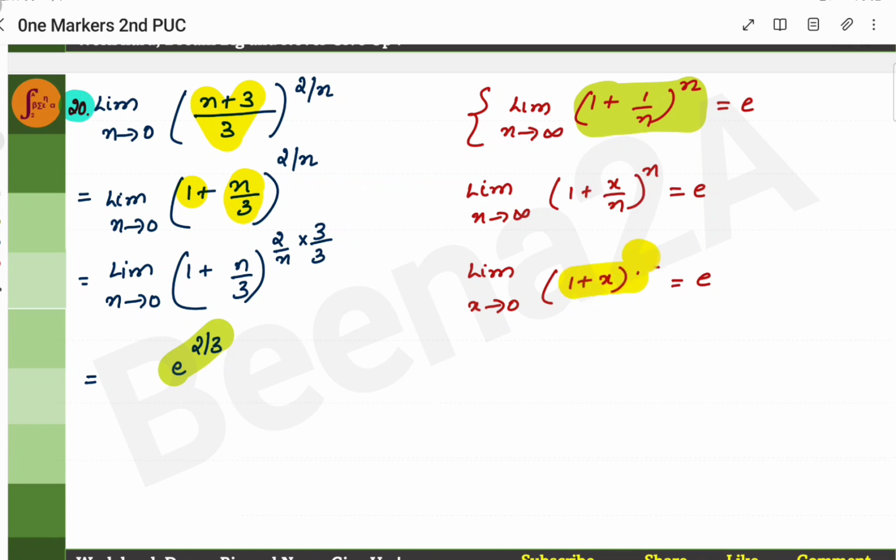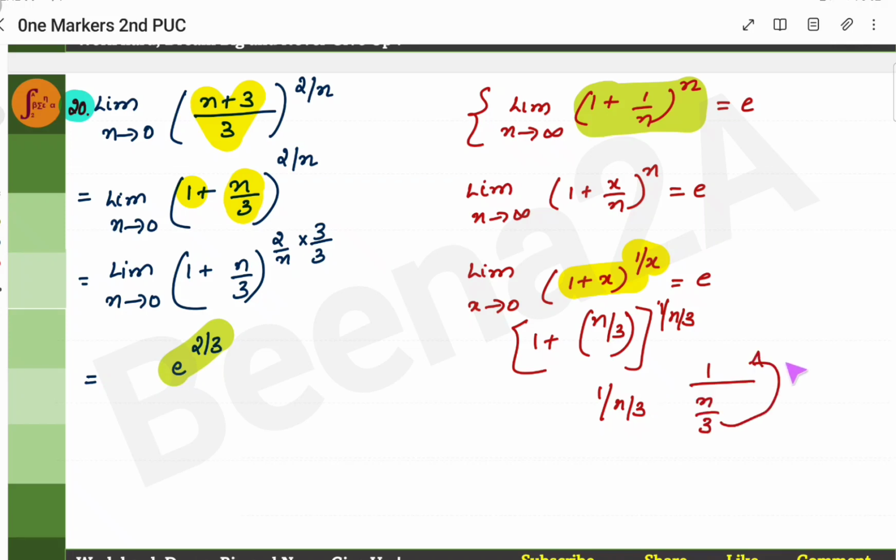Can I apply this? I can, because instead of x, I have n by 3, right? I can say instead of x, I have n by 3, and instead of 1 by x, I have 2 by n. Now, 1 by x should actually be 1 by n by 3, because I have n by 3. So I'll shift 3 on top. So what will it be? 3 by n. So basically, if I have 3 by n here, I can directly apply this formula.